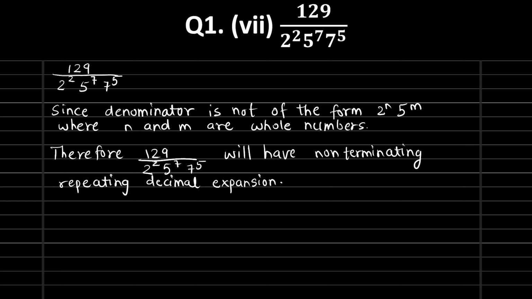The only condition is that the prime factorization of the denominator should not have any other prime factor apart from 2 and 5. Okay, then we can write down that the denominator is not of the form 2 raised to n into 5 raised to m, since 7 is present as a prime factor over here. Therefore this rational number will have a non-terminating repeating decimal expansion.